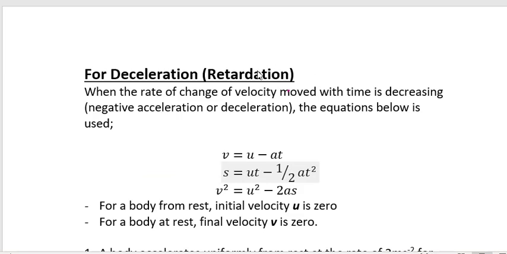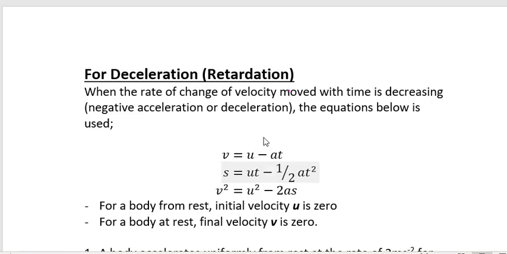Now for deceleration, which is also known as retardation, the rate of change of velocity with time is decreasing, while for uniform acceleration it is increasing. When it's decreasing, we'll have negative acceleration, which is the same thing as deceleration or retardation. The equations below are used. So you see that everywhere we had positive, we now have what? Negative. So that's just the difference.